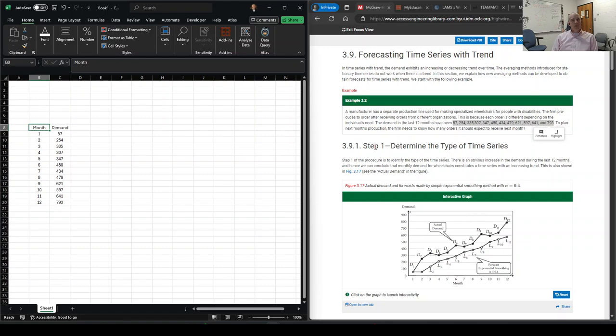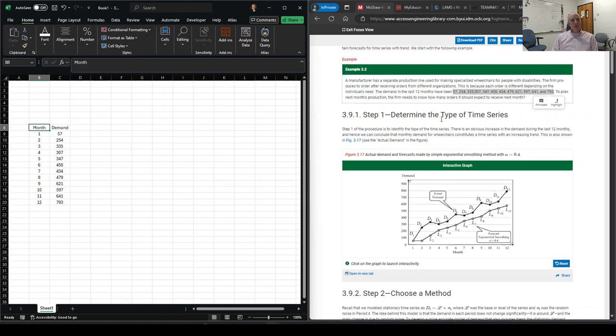We're going to follow the steps in the book here. Step 1, determine the type of time series. Okay, we kind of also know that this is an increasing trend. We can see that here from the data. We're starting out at 57. We're up to 793. Looks like it goes down a little bit here, goes down a little bit here, down a little bit here. But generally, this is an increasing demand.